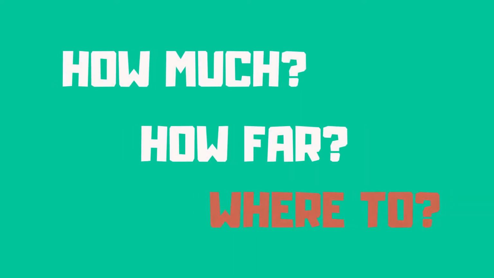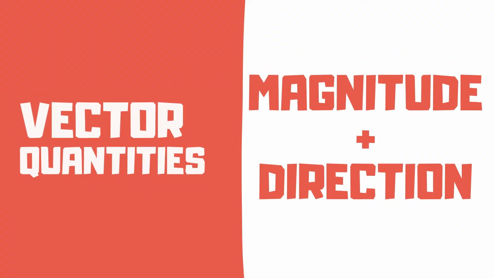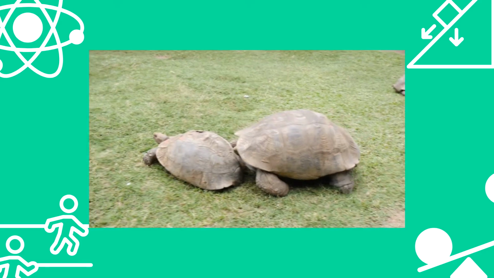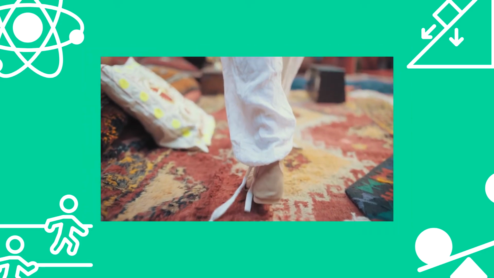And that's why we have vector quantities. Vector quantities both have a magnitude and direction. Examples are velocity, force, acceleration, and displacement.